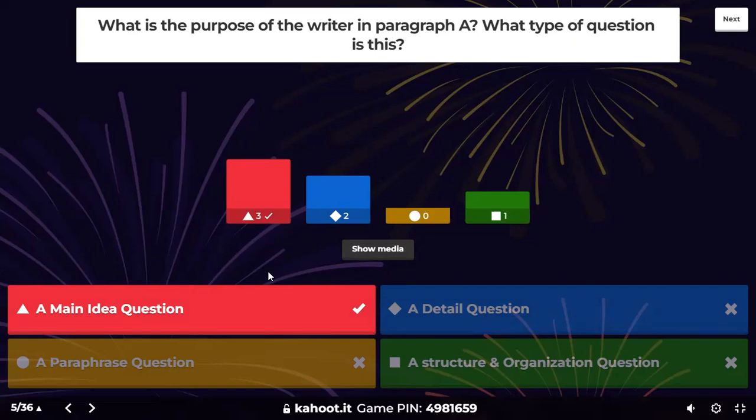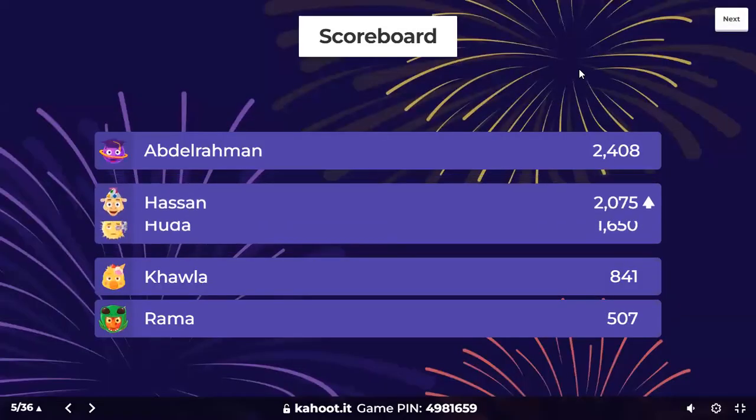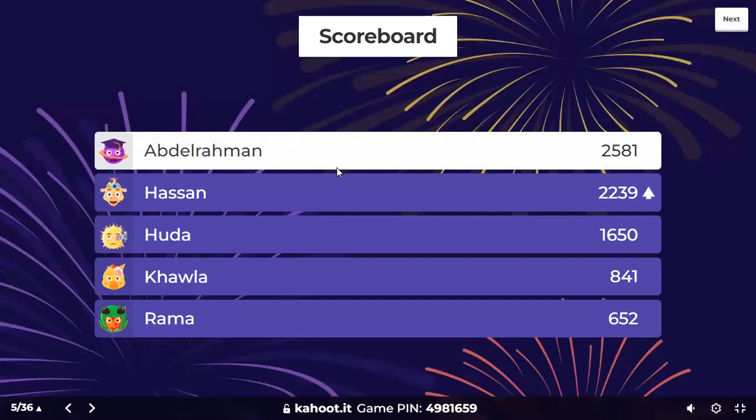I just want to disable this Telegram. It's very annoying. Okay, cool. Abdurrahman is number 1, Hassan number 2, Huda number 3, Khawla number 4, Rama number 5.